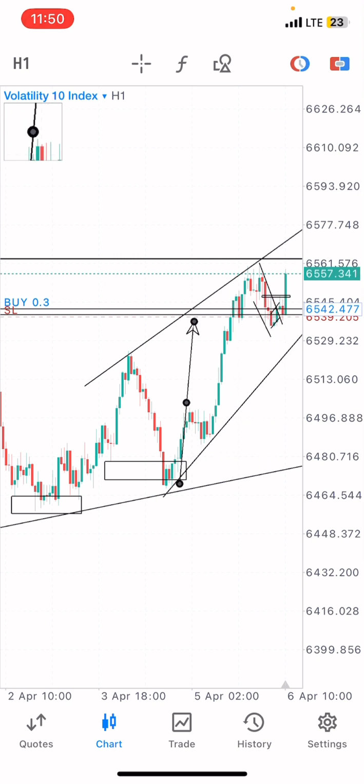And because this is a volatile market and all of that, we can't just get into this trade at this point, even though we saw a break and retest.